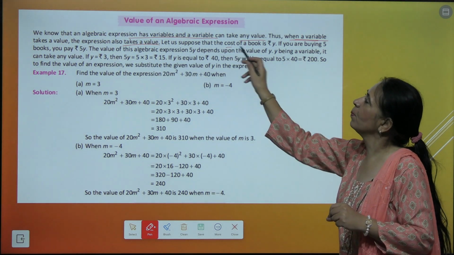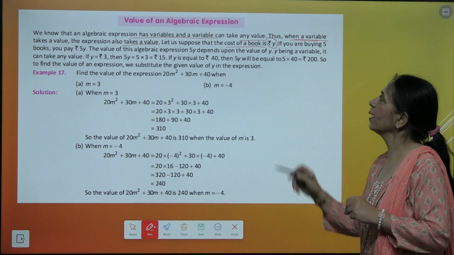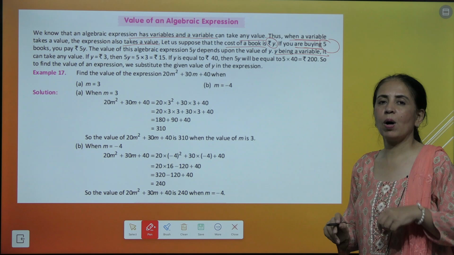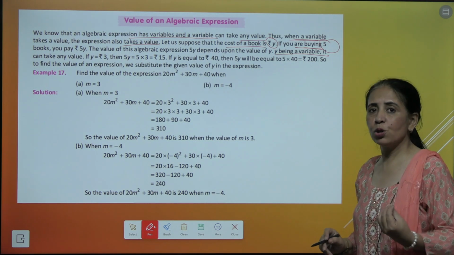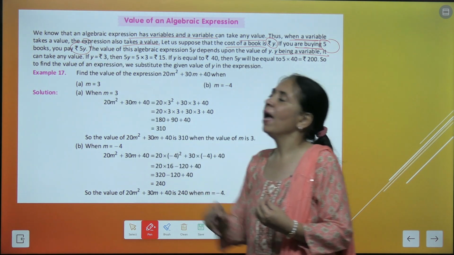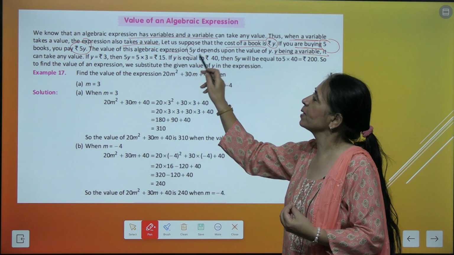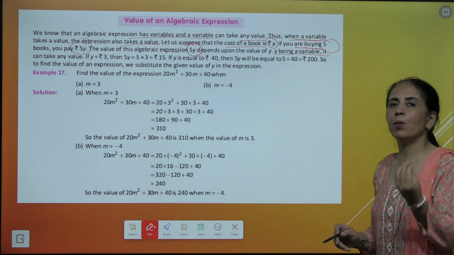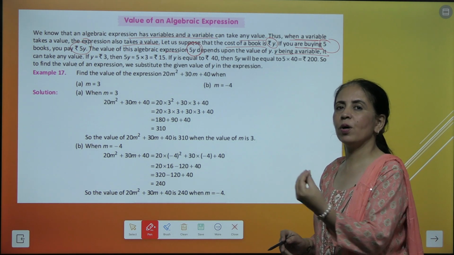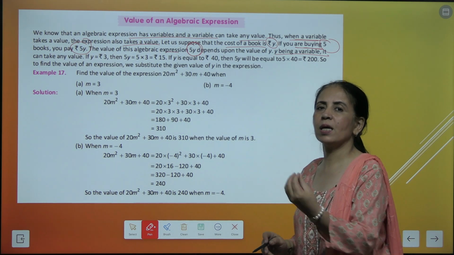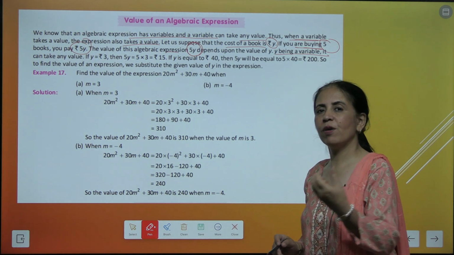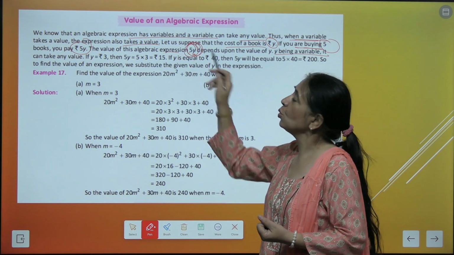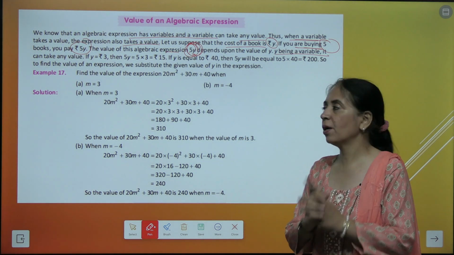So let's say there is a book, and its cost is y rupees, right? And here y is a variable. Now if you are buying 5 books, how much will you pay? 5 multiplied by the cost of 1 book, that is equal to 5y, and the value of the algebraic expression 5y completely depends on what the value of y is. If one book is 100 rupees, then the cost of 5 books is 5 multiplied by 100. If the cost of one book is 50 rupees, then the cost of 5 books is 5 multiplied by 50, right? So along with the constant value, the variable matters, and your cost depends on that variable.